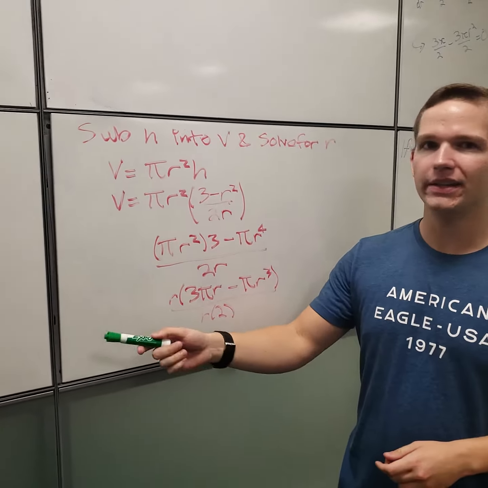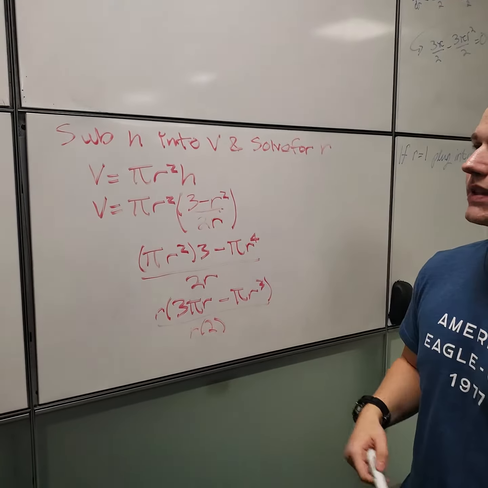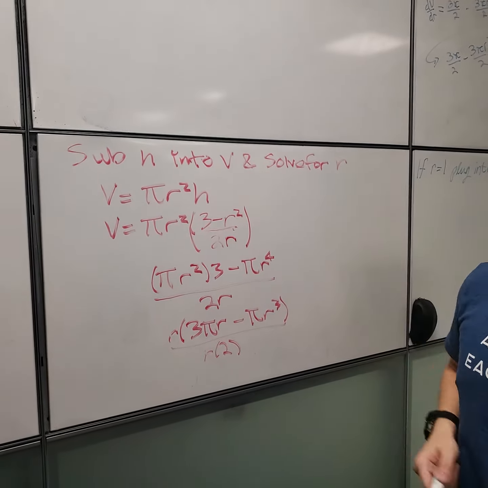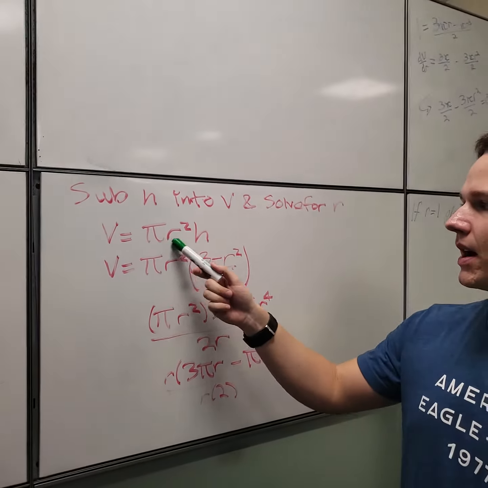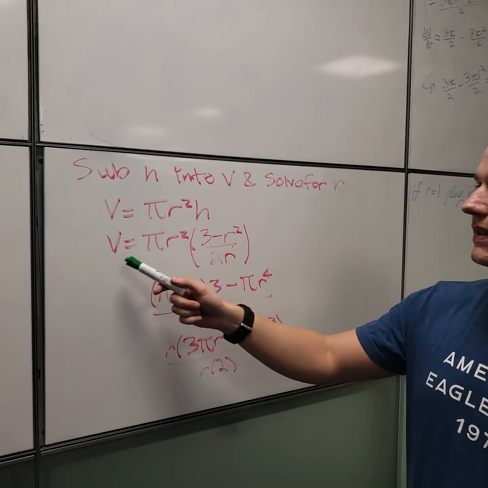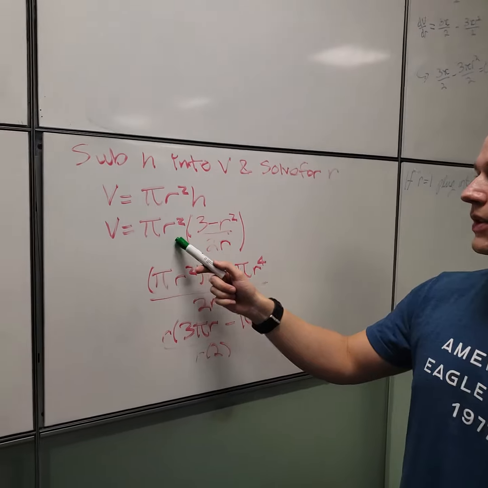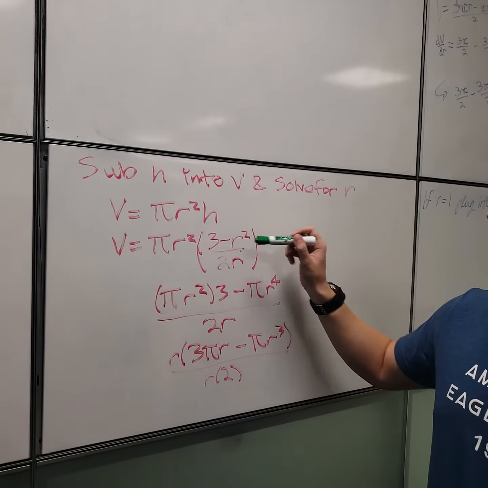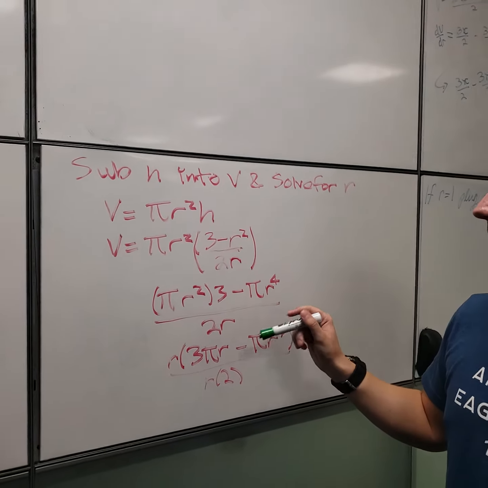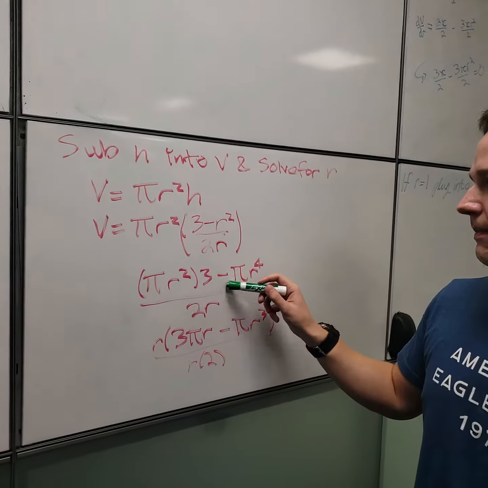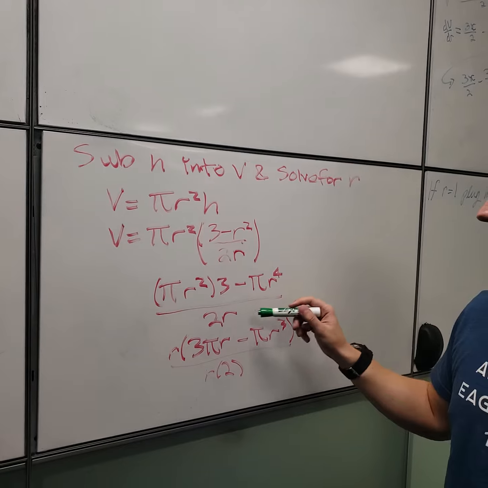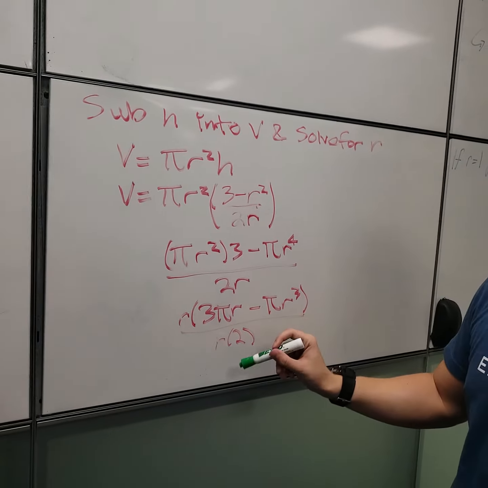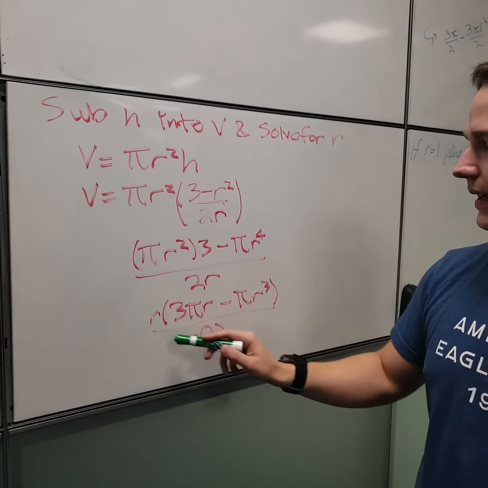So now that we know h in terms of r, what we can do is substitute that h into the volume equation and then solve for r. So volume is pi r squared h, or in this case, volume is pi r squared times (3 minus r squared) over 2r. We can distribute the pi r squared and get (3 pi r squared minus pi r to the fourth) over 2r. We can factor out an r from the top and from the bottom and cancel these r's out.